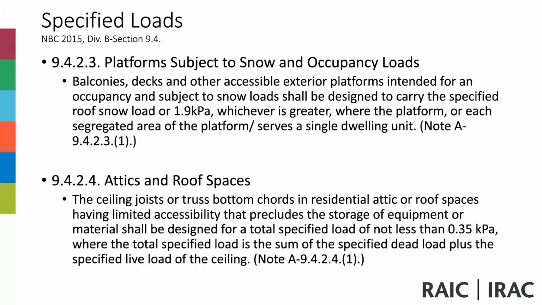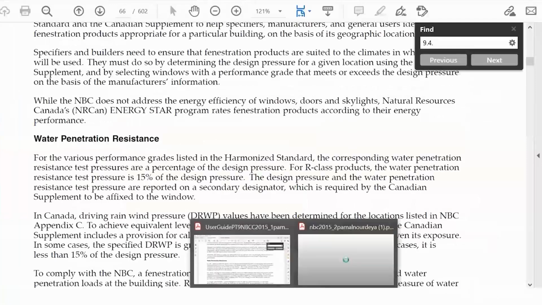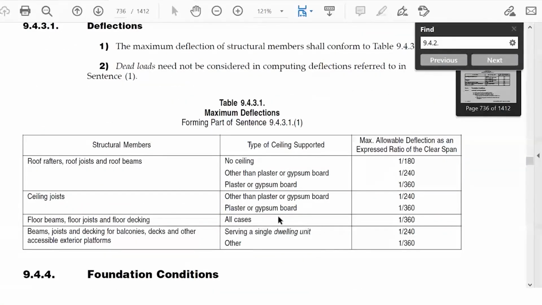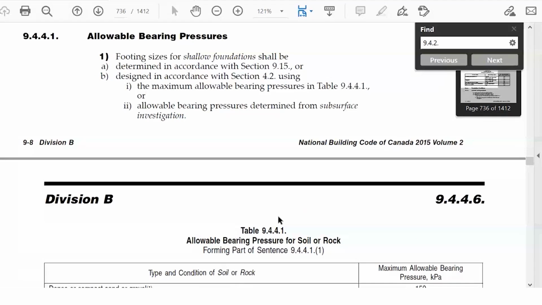So just to make sure we're familiar with that table. So what's the maximum deflection of joist support floor beams or floor joists? Someone, please. One over 360. Thank you very much, Maher. Okay.